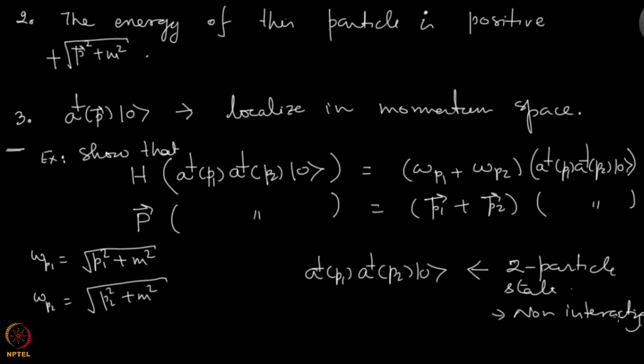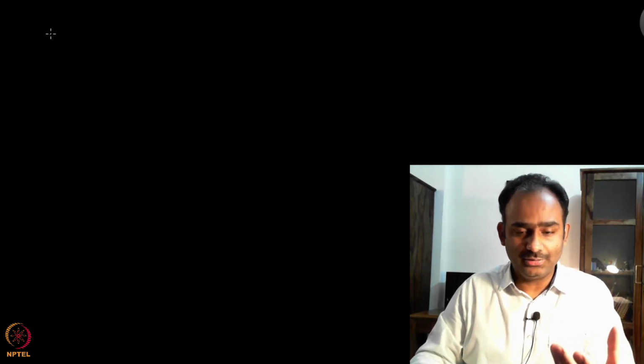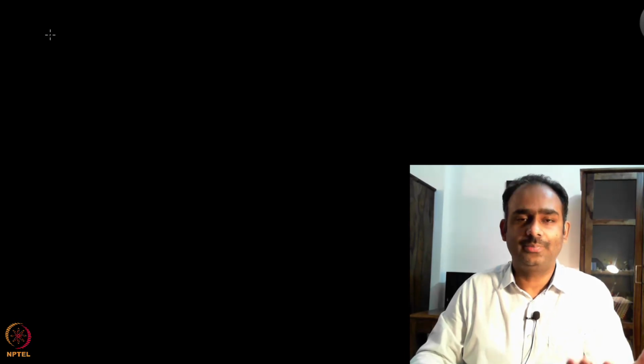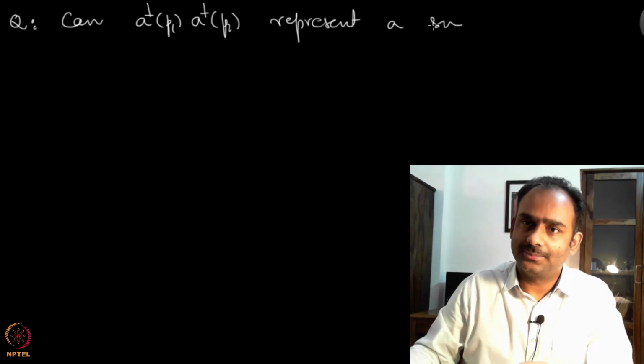Now, can we represent this state as a single particle state? So, can I think that this is a state that carries momentum p1 plus p2 and has energy omega p1 plus omega p2, but it is a single particle state? Okay, it is not like there are two particles, but it is just having energy which is the sum of those omega p1 and omega p2. So, let me write it down. Can a dagger p1, a dagger p2 represent a single particle state?